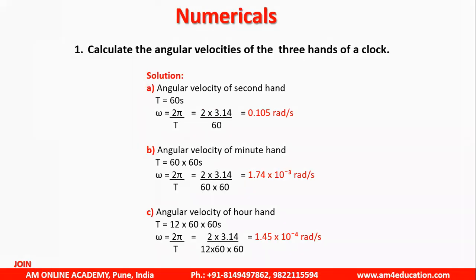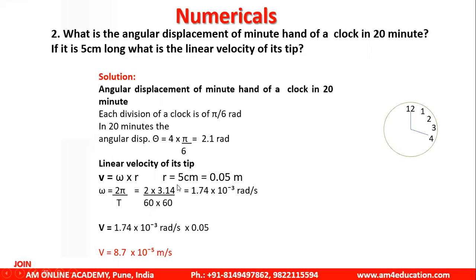So we use this value, you have to calculate this. Omega is given as 1.74 into 10 raised to minus 3 radian per second, and R is 0.05 meter. It's given in centimeter, so I'm converting it into meter. So V is equal to 1.74 into 10 raised to minus 3 into 0.05. That comes out to be 8.7 into 10 raised to minus 5 meter per second.